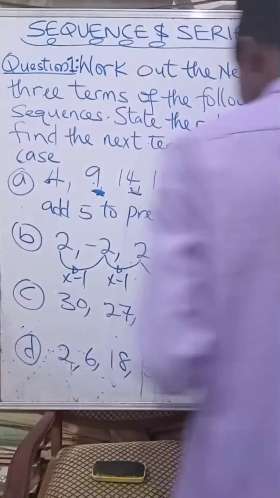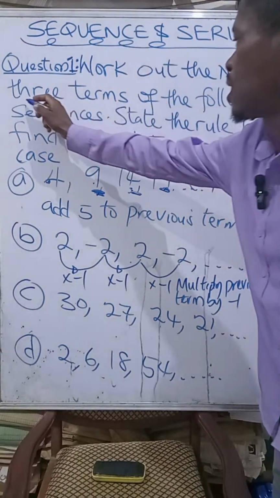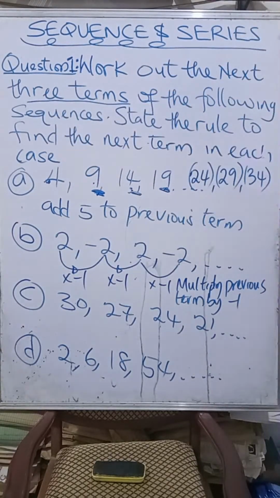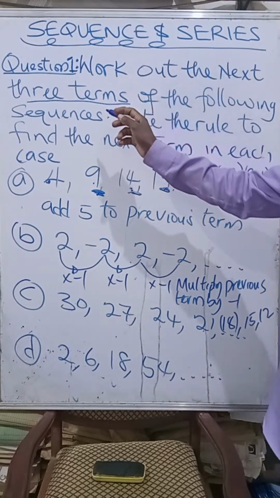So let's quickly find the next 3 terms. 21 minus 3 will be 18. 18 minus 3, we're going to have 15. And then 15 minus 3, we're going to have 12. That's the next 3 terms.